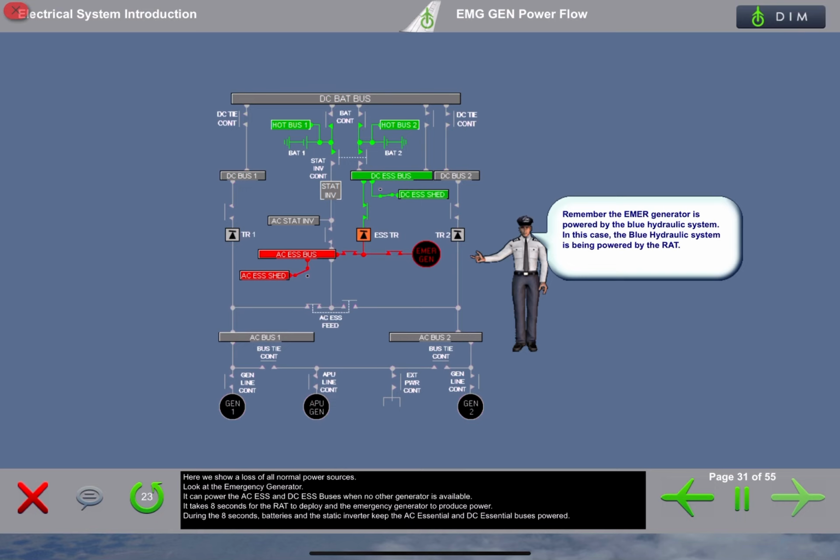Here we show a loss of all normal power sources. Look at the emergency generator. It can power the AC essential and DC essential buses when no other generator is available. It takes 8 seconds for the RAT to deploy and the emergency generator to produce power. During the 8 seconds, batteries and the static inverter keep the AC essential and DC essential buses powered.